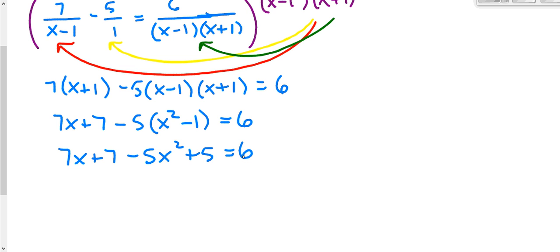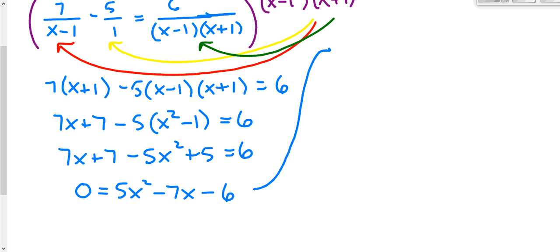Now again, we have a quadratic equation. Let's get everything over to one side. And I'm just going to go ahead and move everything over to the right side because I don't like having a negative coefficient on my x squared. So 0 equals 5x squared minus 7x. We're subtracting 12 from both sides, subtracting 12 from 6, so we have minus 6.